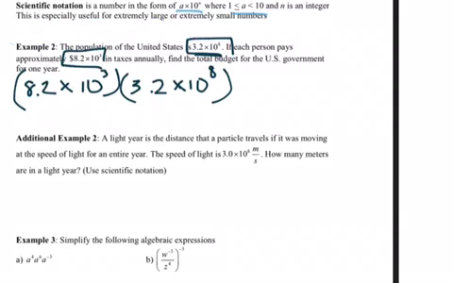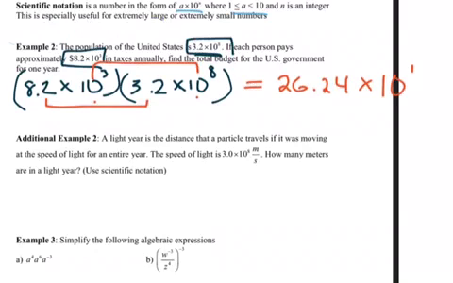Alright, so how am I going to do that? So I'm going to look for the like pieces and multiply them. So I'm going to multiply these two numbers together, and then I'm going to multiply these two numbers together. So let's see, my 3.2 times 8.2 is going to give me 26.24. And when I multiply 10 to the 3rd times 10 to the 8th, and I add the exponents, I get 10 to the 11th.